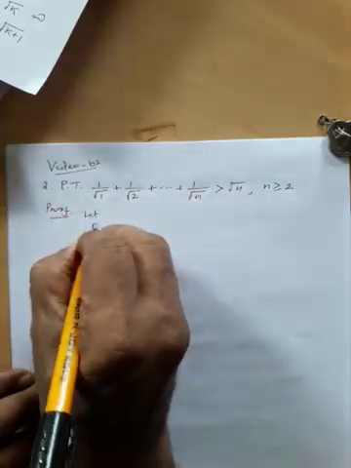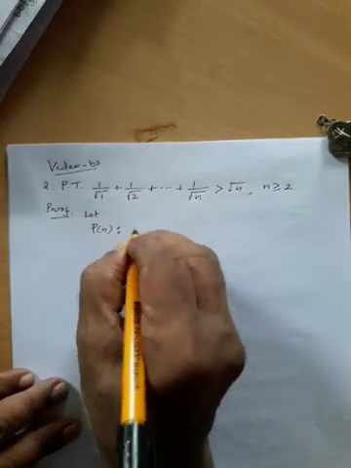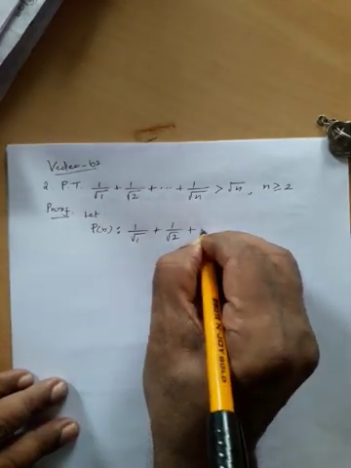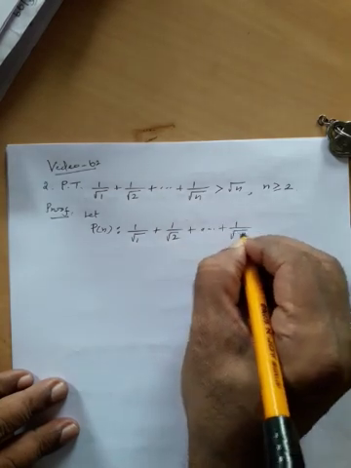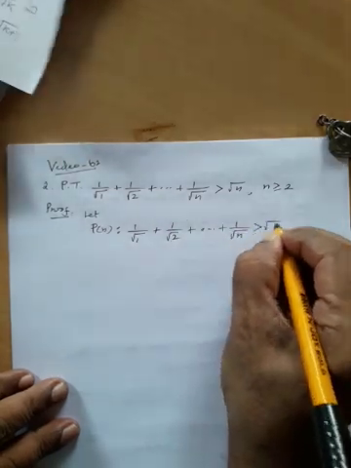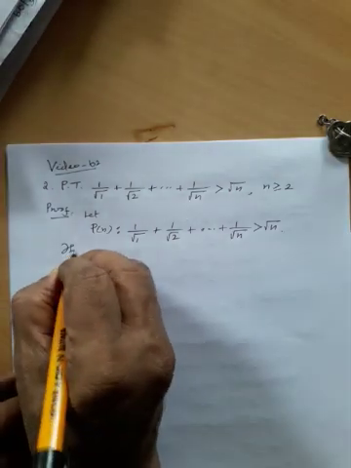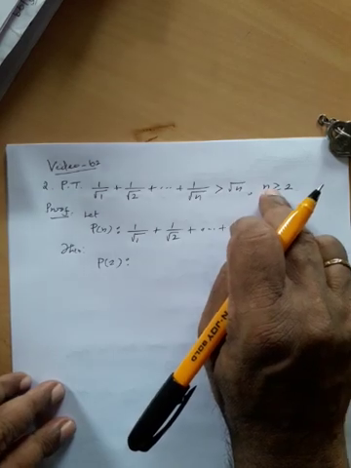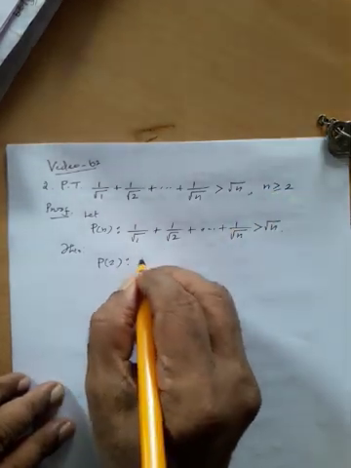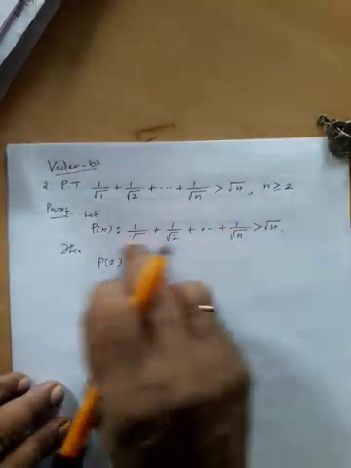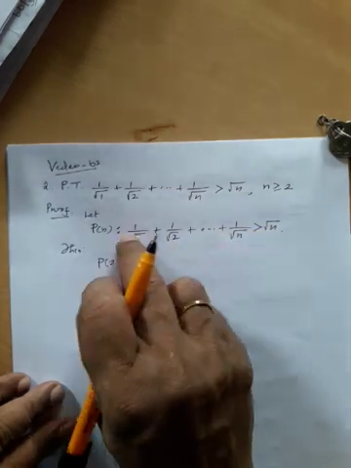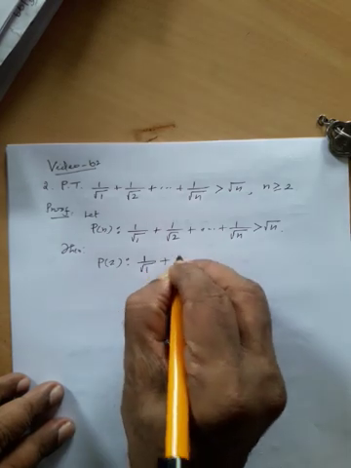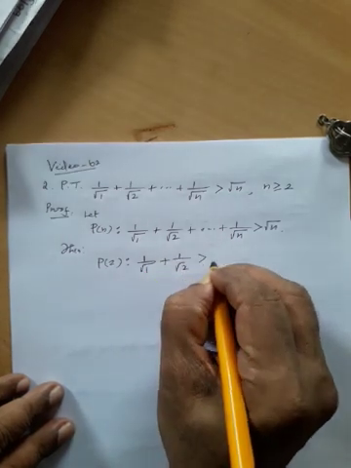Let P(n) be the statement 1/√1 + 1/√2 + etc. + 1/√n is greater than √n. Then we write P(2) first, because we want to prove it for n greater than or equal to 2. In P(n) there are n terms, from root 1 to root n. In P(2) we have only 2 terms: 1/√1 + 1/√2 is greater than √2.